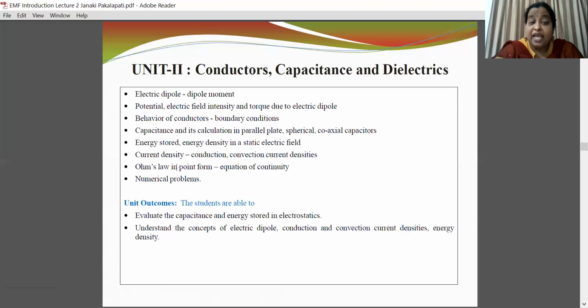So here again come the outcomes, what the student will gain from this unit. The student will be able to evaluate the capacitance and energy stored in electrostatics, and understand the concepts of electric dipole, conduction and convection current densities, and energy density.